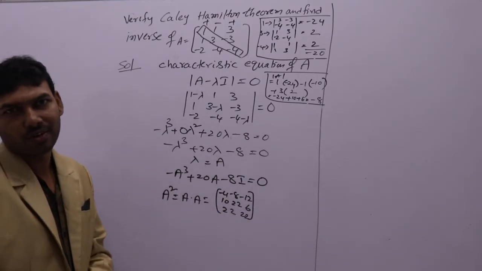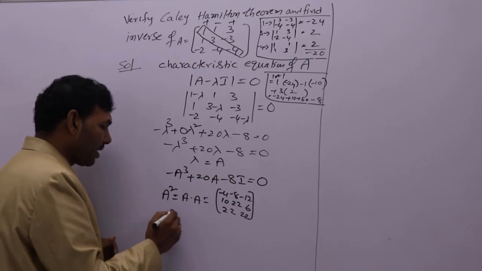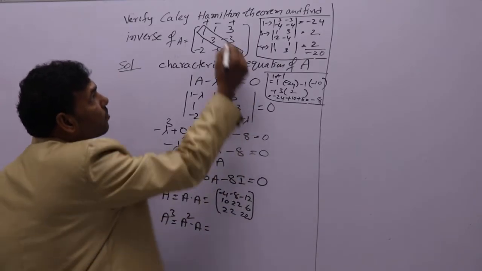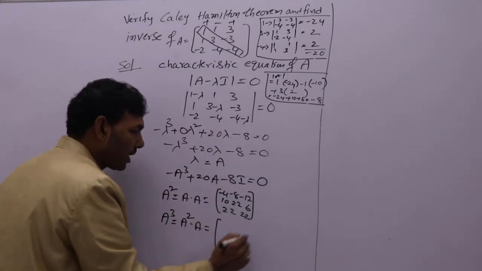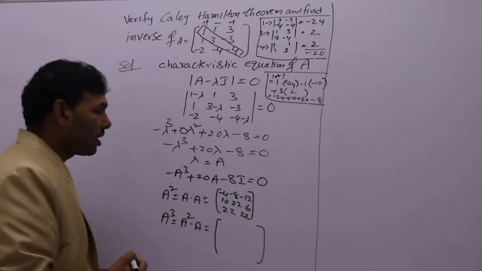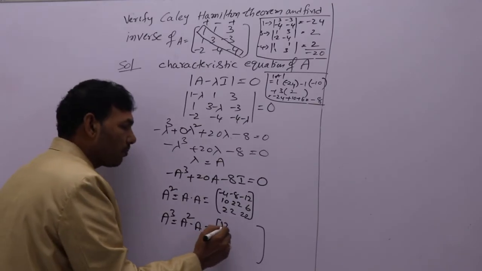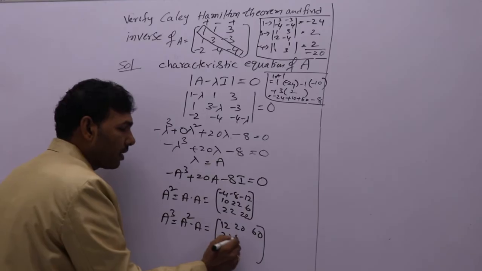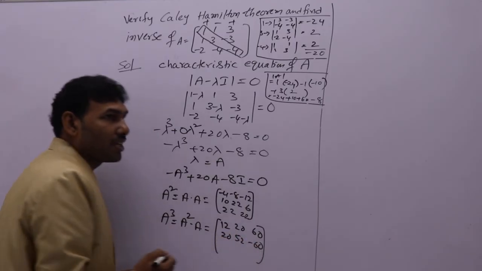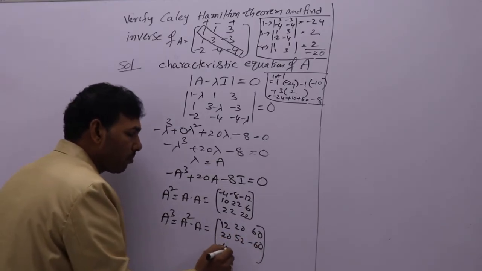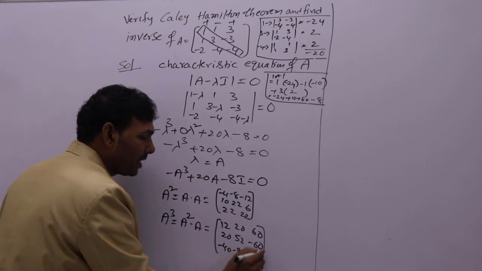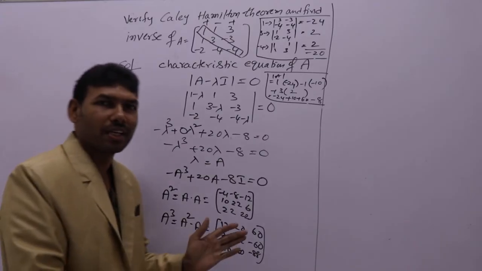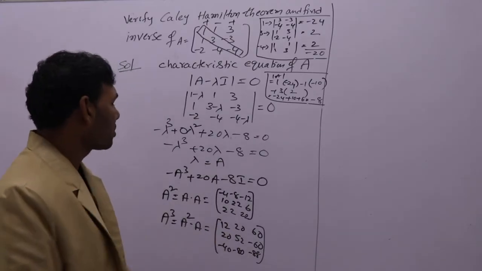Next we need to calculate A cube. A cube is A square into A. You need to multiply this one with this. Then what you will get? A cube is 12, 20, 60; next 20, 52, minus 60; minus 40, minus 80, minus 88. This is A cube. These two you can calculate using a calculator also. That procedure also I said.